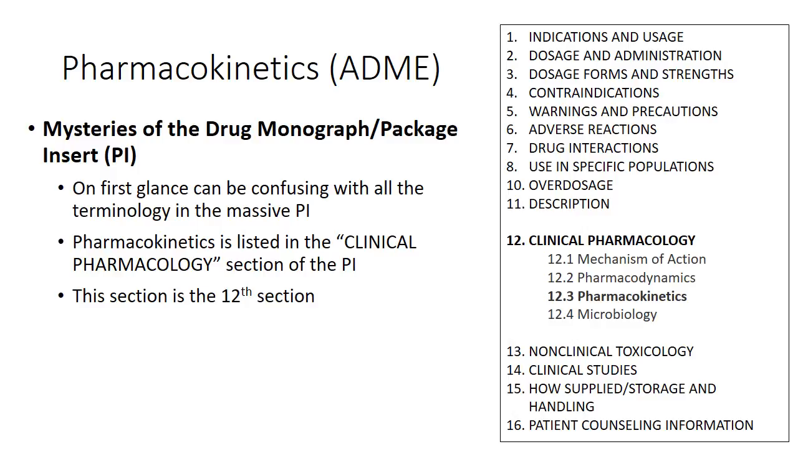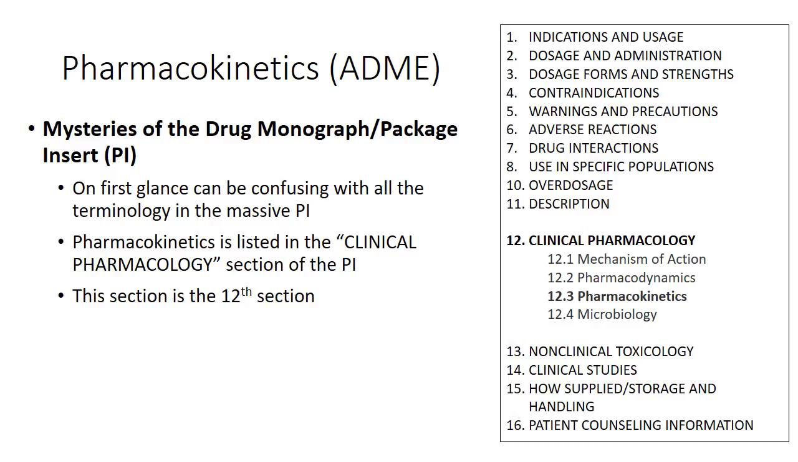However, the one comforting piece of knowledge is that every single package insert has to have sections organized the same way. If you know that you want to know something about the clinical pharmacology of a drug, which, by the way, includes pharmacokinetics as a subsection of clinical pharmacology, you would know to go to section 12, and in many cases it might be 12.3, to find the pharmacokinetics of a drug.